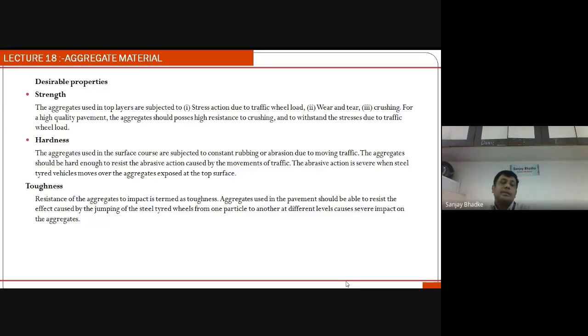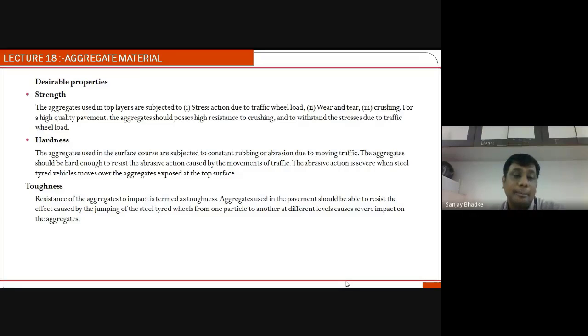So that's why strength plays a very important role. It includes the stress action due to the traffic wheel load, wear and tear action, and crushing. For a high quality pavement, the aggregate should possess a high resistance. It is very important that it should have a high resistance to avoid the wear and tear action, and it should be in a position to withstand the various impact loads.